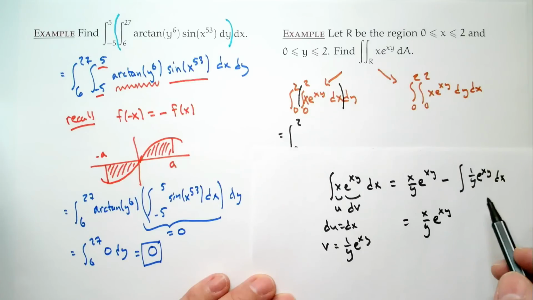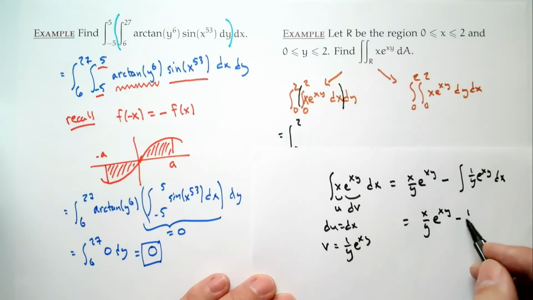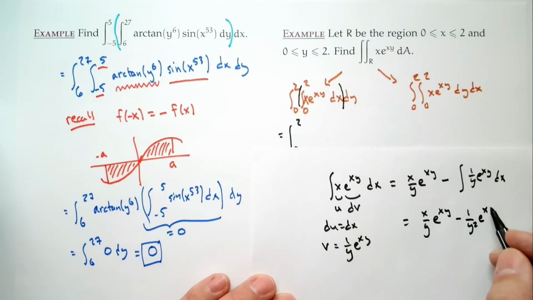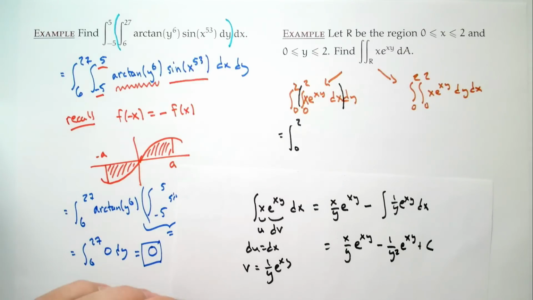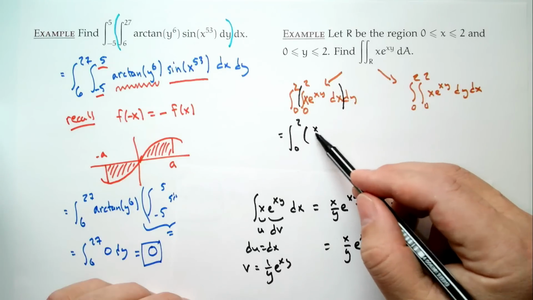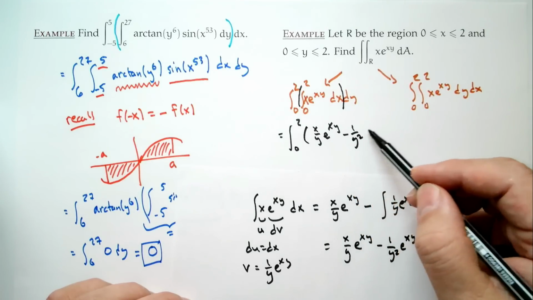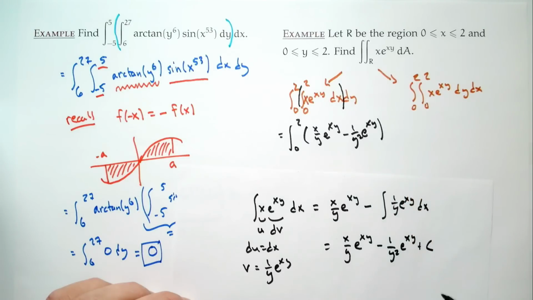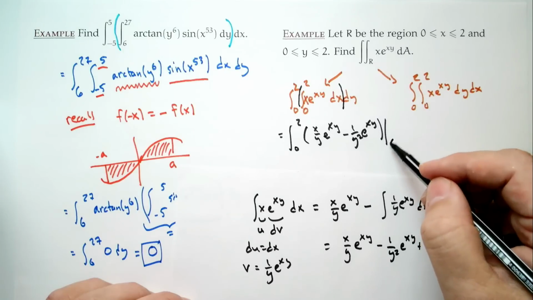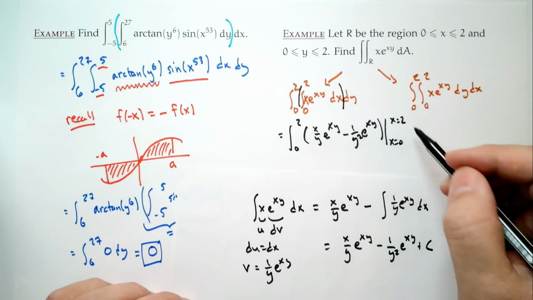Now if we integrate this, well, the 1 over y, again, it's a constant, and the integral of e to the xy would produce another 1 over y, so it becomes minus 1 over y squared, e to the xy, and then plus the c. So that's if you were doing an indefinite integral. So that says that this becomes, and I'm just going to copy what we have here, x over y, e to the xy, minus 1 over y squared, e to the xy. And I don't need the c anymore because I'm going to evaluate x equals 0 to x equals 2 dy.